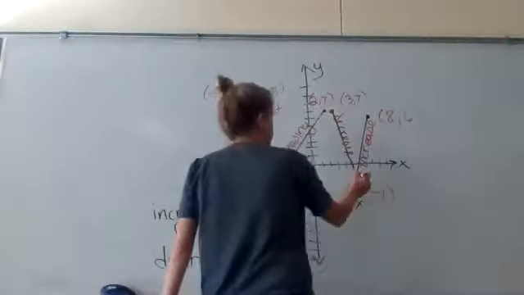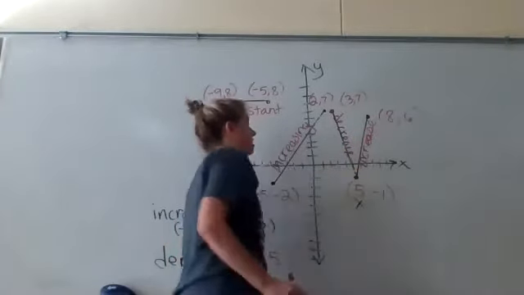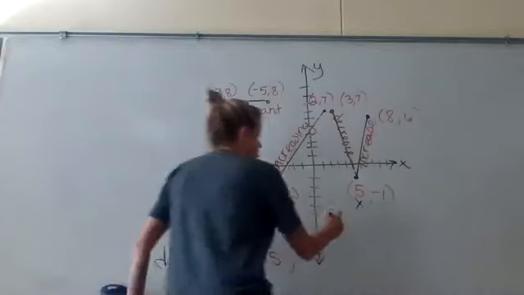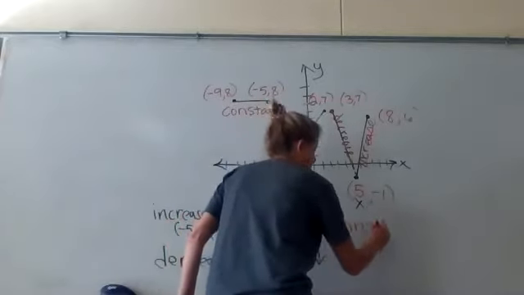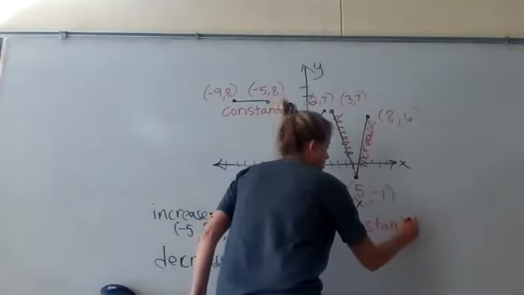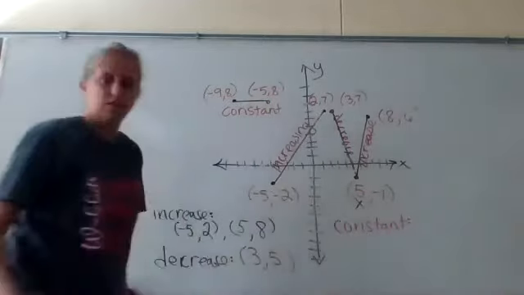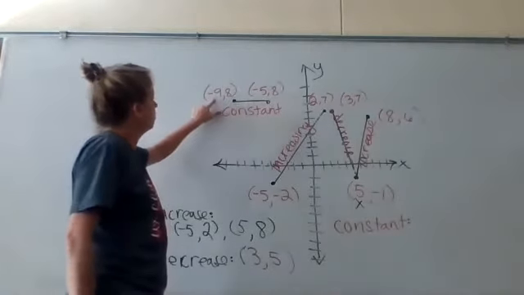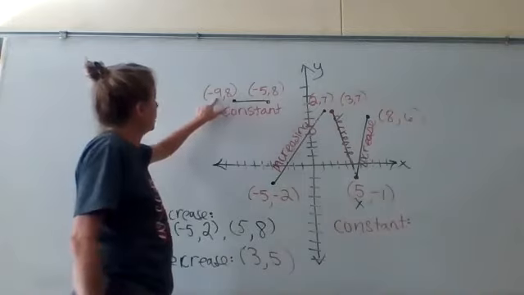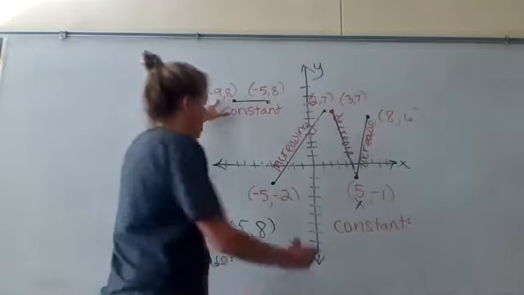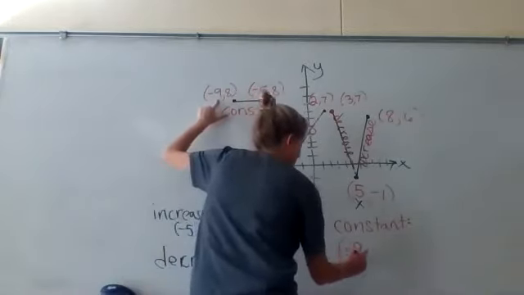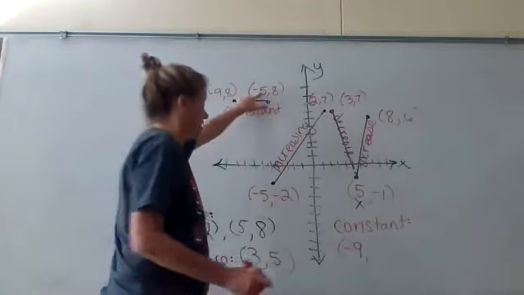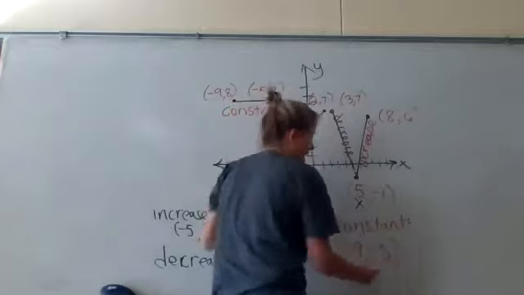And then once it got to this point, that's where it started increasing again. So there is my increase, my decrease, and now I need to do my last one, which is constant. And here's the interval where it is constant from this point to this point. So let's see, it starts being constant at -9. And then it's constant until it gets to this point, and its x-coordinate is -5.